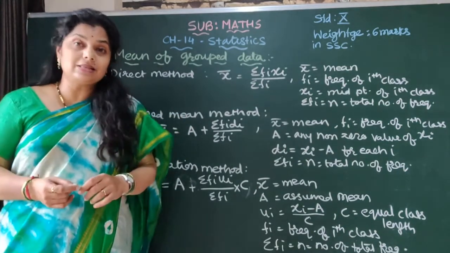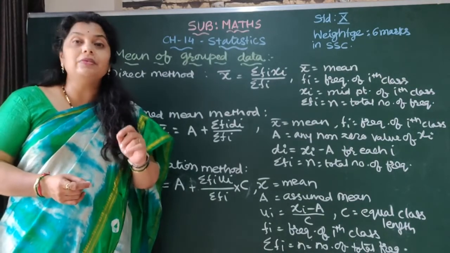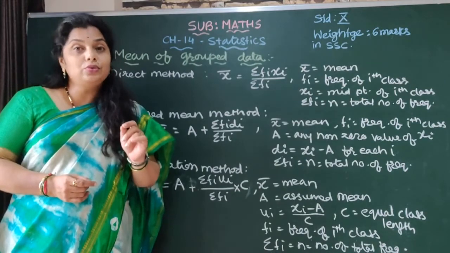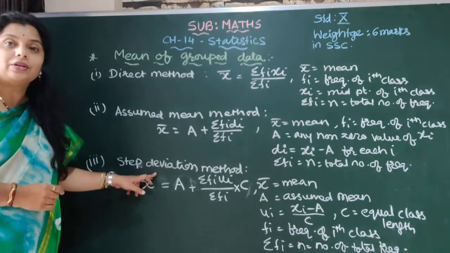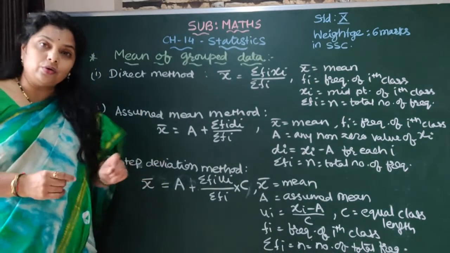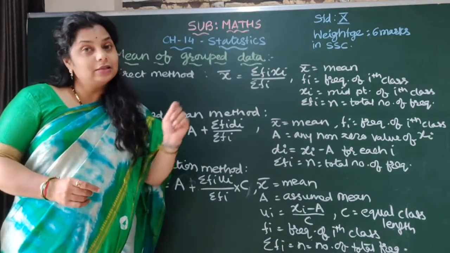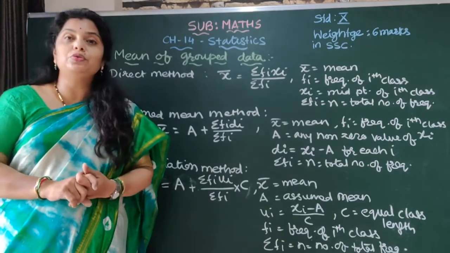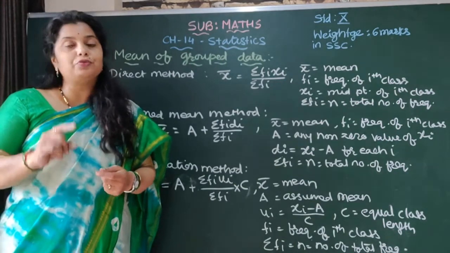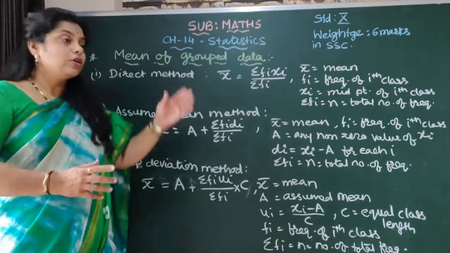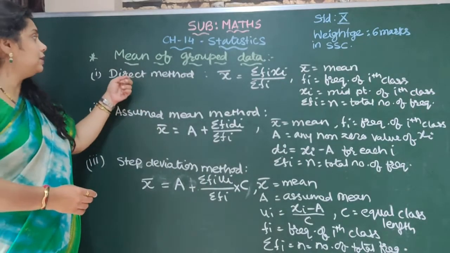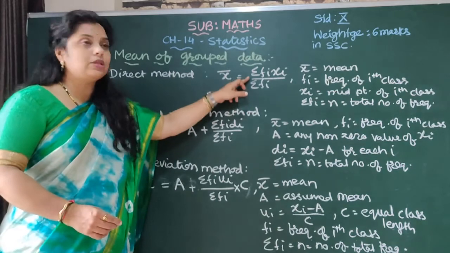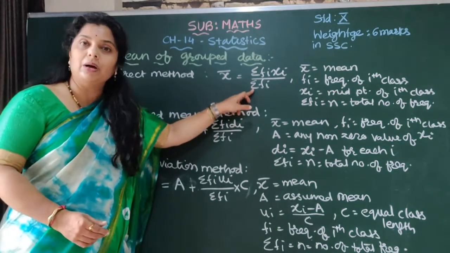But if the class size is same, it is better to use a step deviation method. Now, I hope you are getting this whole concept where we have to use which formula to find out mean. Okay, so just take a glance here. Direct method is x bar is equal to sigma fi xi by sigma fi.